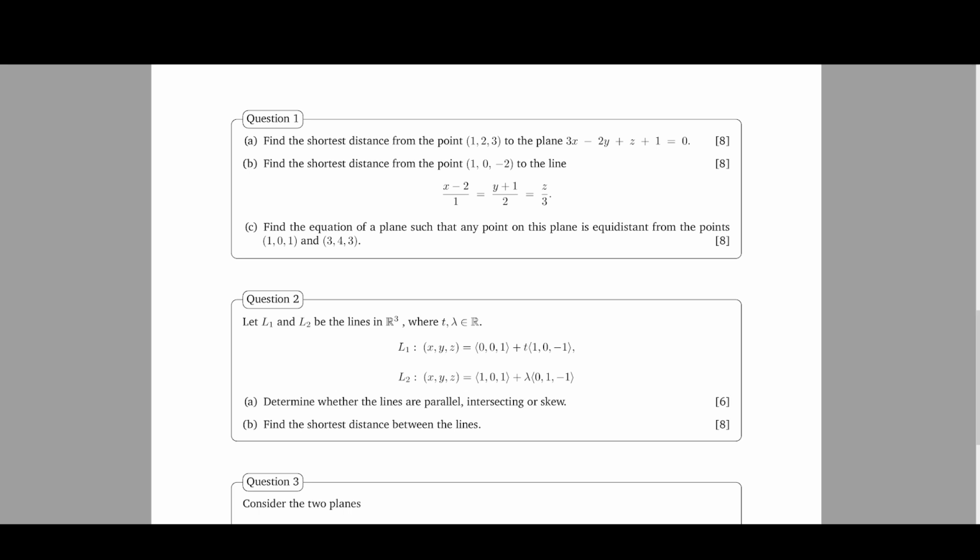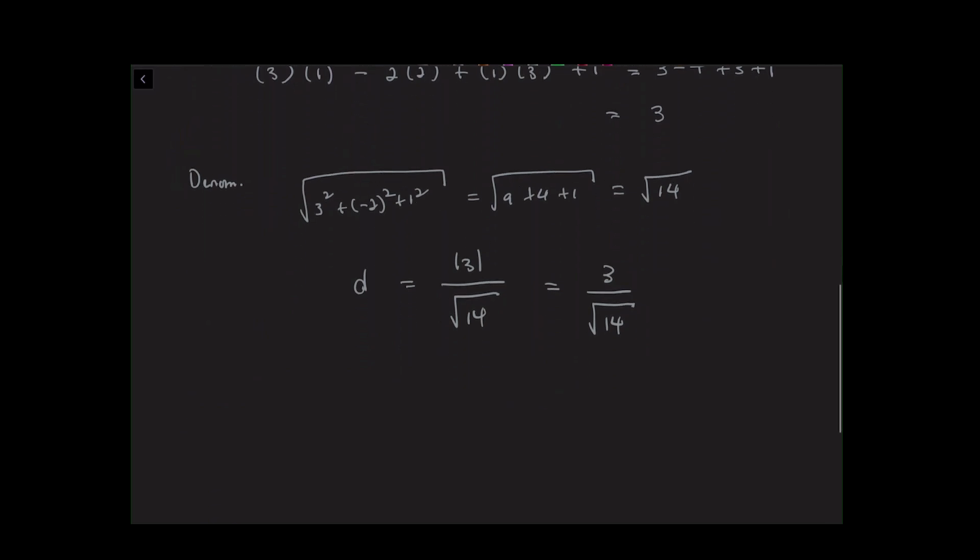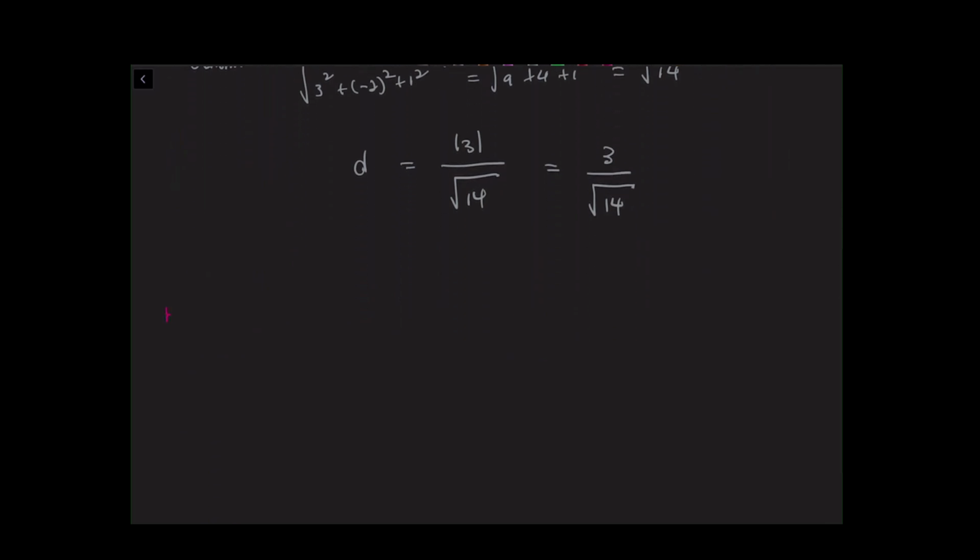So moving on to part B now, it says find the shortest distance from a point to a line. Our point here is 1, 0, -2, and we have our line here in symmetric form. So B asks me for the distance from this point 1, 0, -2 to this line that is in symmetric form. So what I'm going to do now is convert it into parametric form, so that we can use this point with the relevant equation for distance.